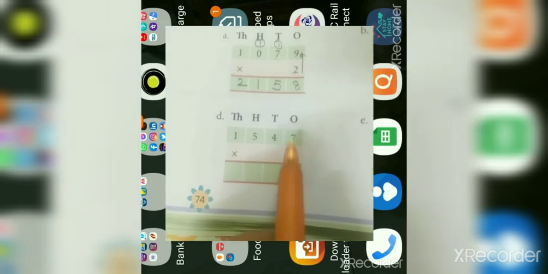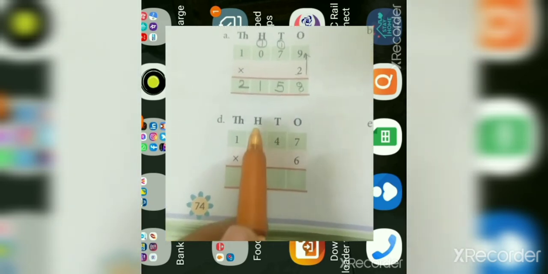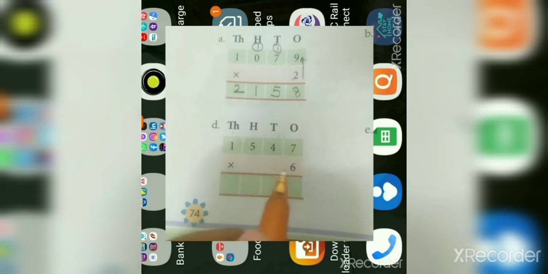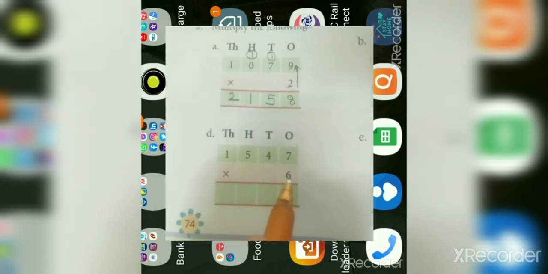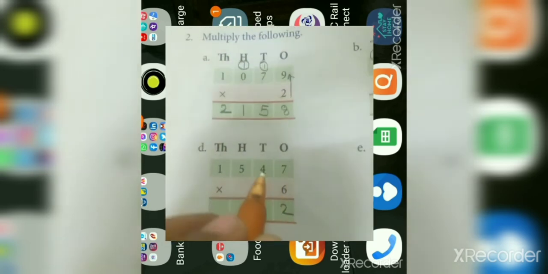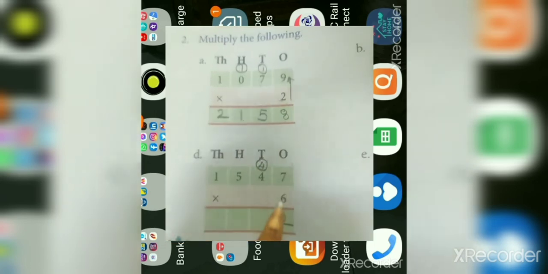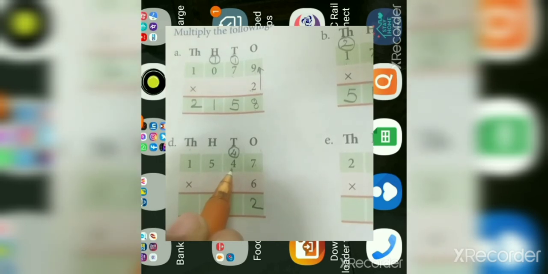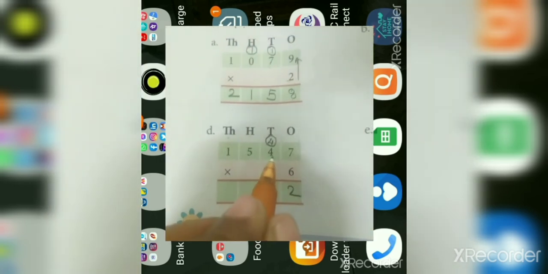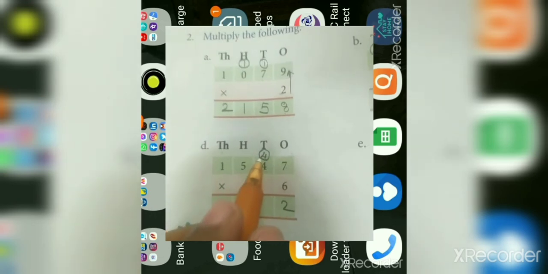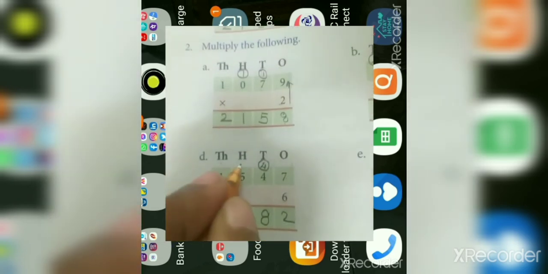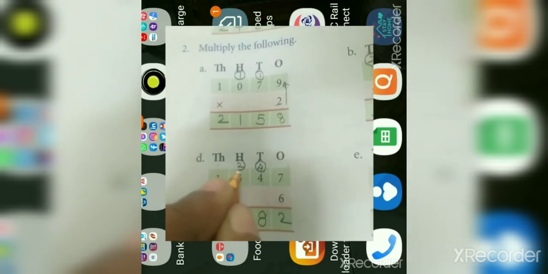1547. Here 7 is in the ones place, 4 is in the tens place, 5 is in the hundreds place, and 1 is in the thousands place. So we multiply by 6. We will start from the ones place. 6 sevens are 42. So 2 will come in the ones place, 4 will be the carry number. Next multiply with the number in the tens place. Tens place, what is there? 4 is there. So 6 4s are 24 plus 4 is 28. So here 8 we will write and the carry number will be 2, which we have to write in the hundreds place, the next place.